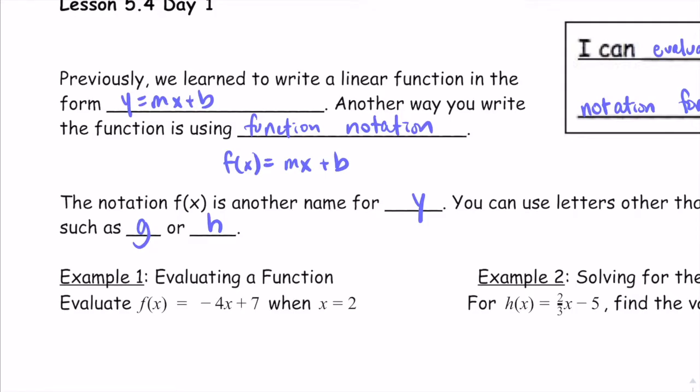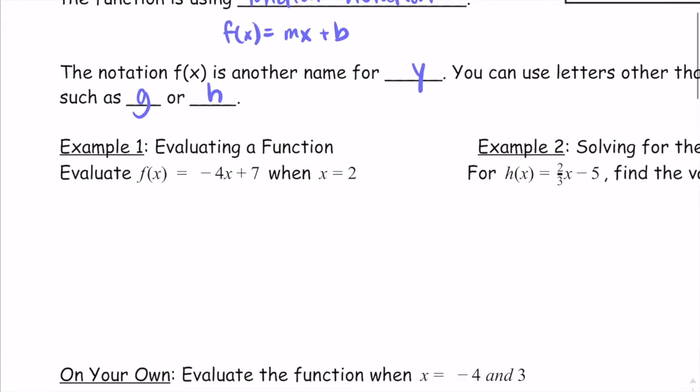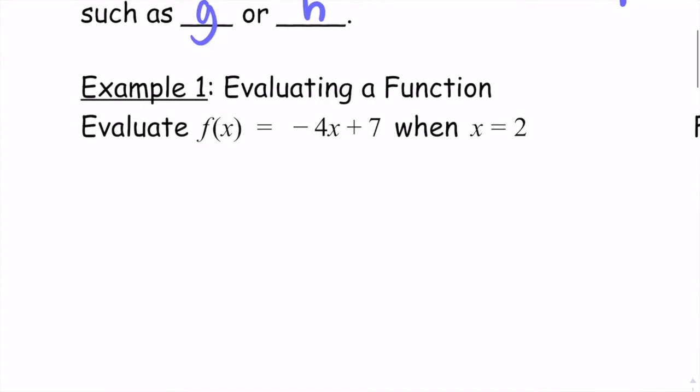So example number 1, evaluating a function. Evaluate f of x equals negative 4x plus 7 when x equals 2. So it's what you think it is. All I have to do is plug 2 in for x. Do you guys see another x in this problem? Yeah, right here, right?